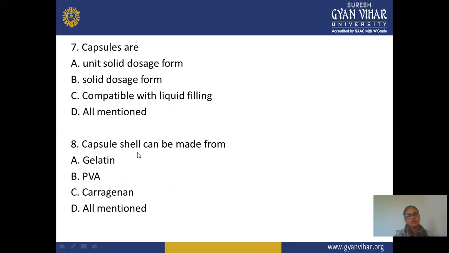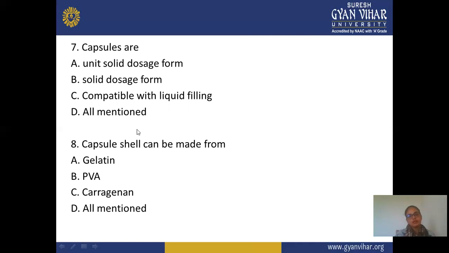Next, seventh question, capsules are, and there are four options. A is a unit solid dosage form. B is a solid dosage form. C is compatible with liquid filling, and D is all of the mentioned. According to these four options, you can select any one correct option. Maybe all parameters A, B, C are correct, or maybe only one option is correct. So you select which is appropriate for your capsule formulation.